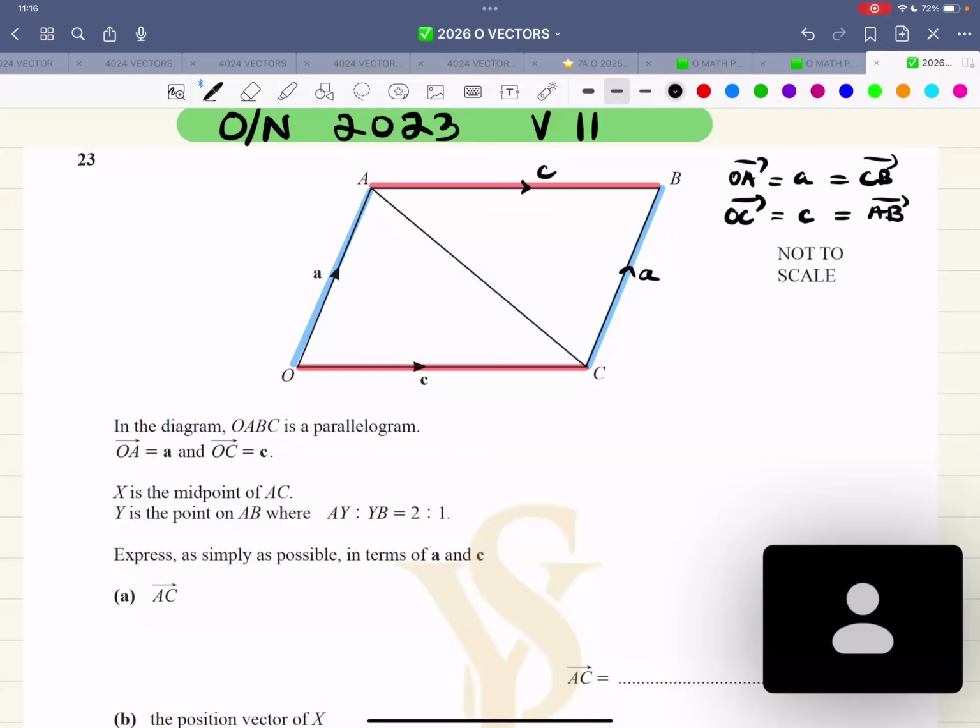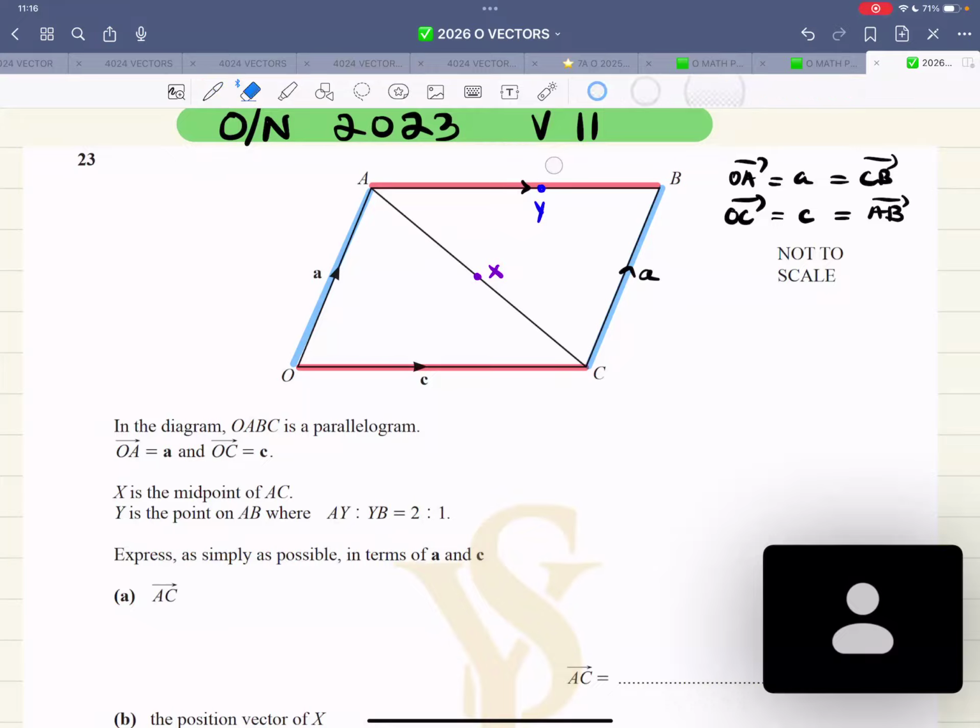And then X is the midpoint of AC. Where is X? X is the midpoint of AC. Okay, they have not labeled it. So that is X, somewhere over here. That is the midpoint. And Y is the point on AB such that AY is to YB is 2 to 1. So that means Y would be somewhere over here.